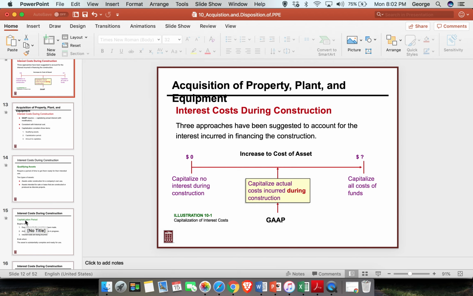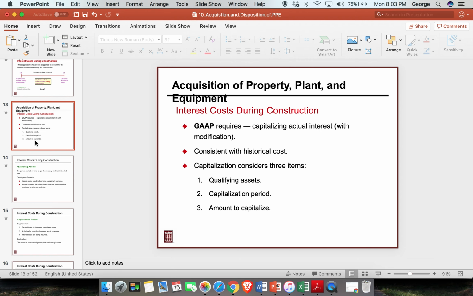All right, so 3 approaches have been suggested to account for the interest incurred in financing the construction. One is, hey, no capitalization of interest allowed. The second approach, and this is GAAP, capitalize actual costs incurred during construction. And then the third is capitalize all cost of funds. They don't let you do that. But there is a portion of your interest costs that you can capitalize and still be in compliance with GAAP.